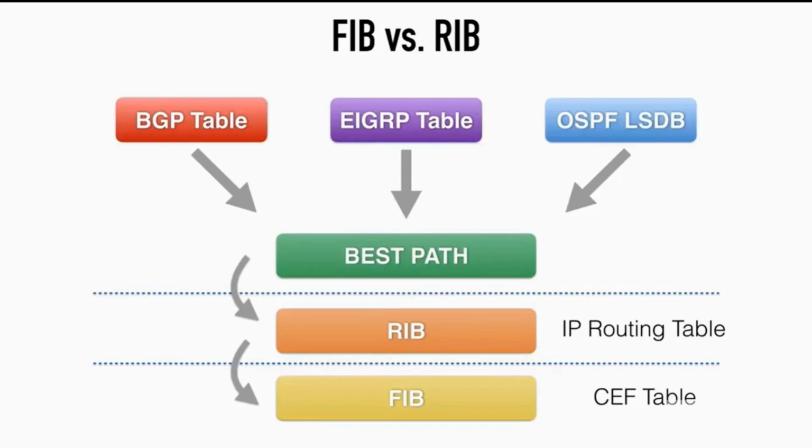So that's an overview of the forwarding information base and the routing information base, and how those two structures work together for efficient traffic movement within an IP-based network.